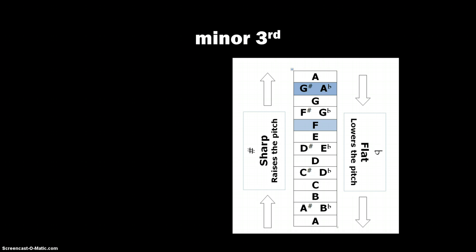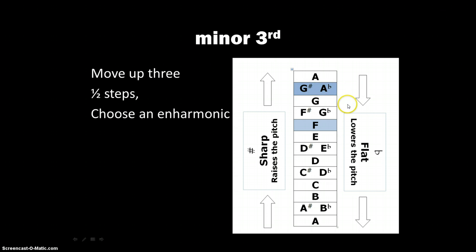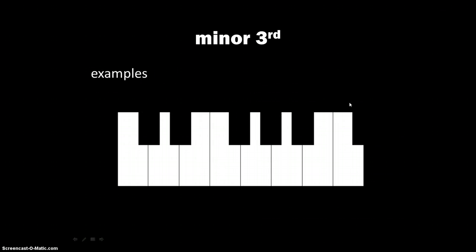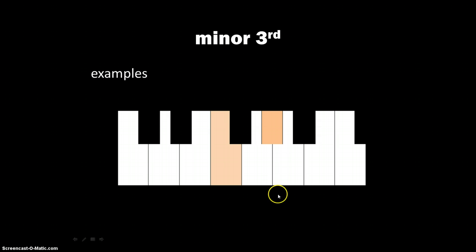If we start on the letter F and move up 3 half steps, that's going to put us into this rung of the ladder of chromaticism. Now, do we want to use G sharp or A flat? Well, we know we need to skip the letter in between, which would be G, so a minor third up from F would be A flat. On the keyboard, that would look like this: F, 1, 2, 3. Between G and A, it's going to be an A flat, and here's what that sounds like.